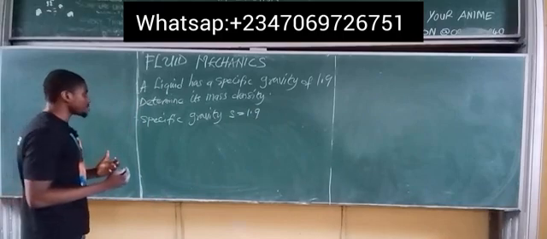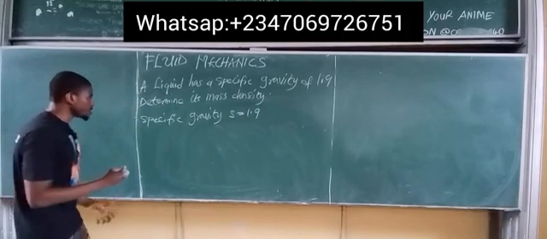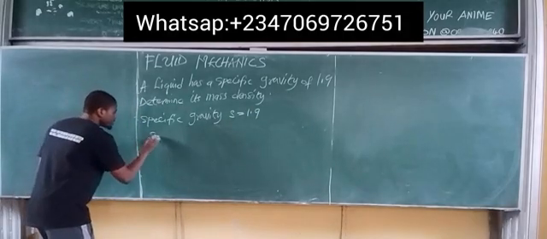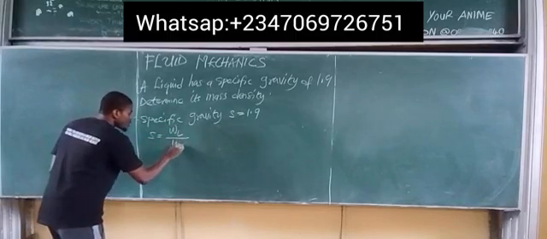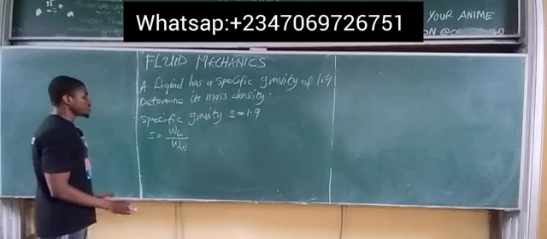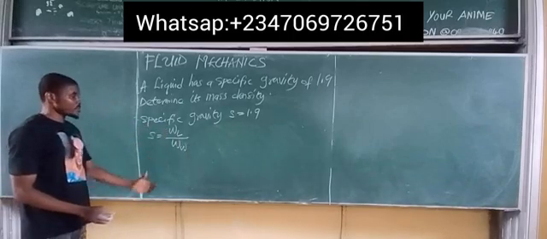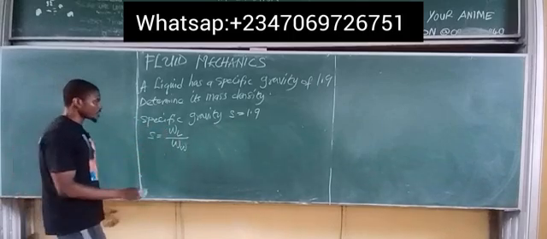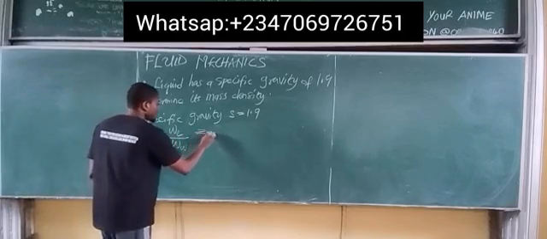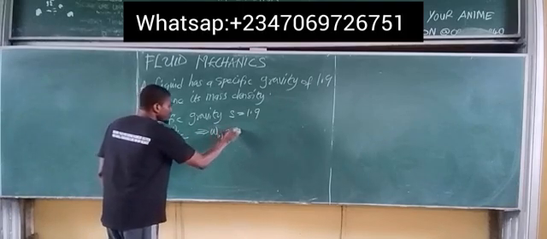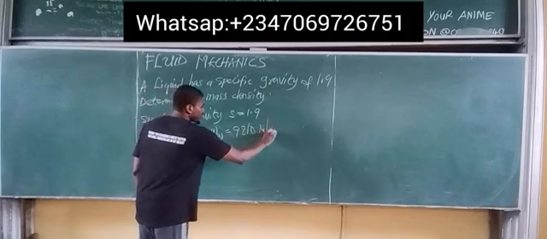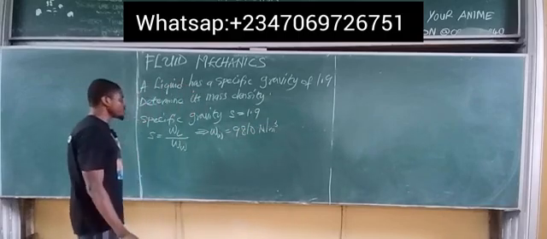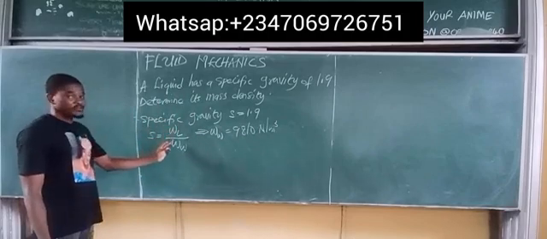Of course, from what we've known, specific gravity S is simply the specific weight of the liquid over the specific weight of water, and the specific weight of water we already know is a constant value, 9810 newtons per meter cube. So with this, we can obtain the specific weight of the liquid.